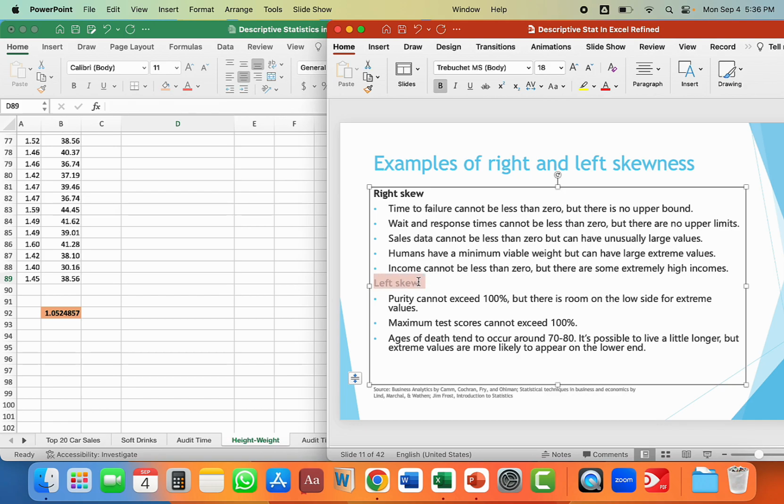Similarly, left skew, which means a tail on the left side, is also possible in many situations. For instance, purity cannot exceed 100%, but on the lower side there can be a range of values, and that will create a tail on the left side. Maximum test scores cannot exceed 100%, but on the other hand, people can have very low scores and there can be a range of values on the lower side. So that will create a tail on the left side. Similarly, the average age of people is 70 to 80 years, and extreme values are more likely to appear on the lower end.